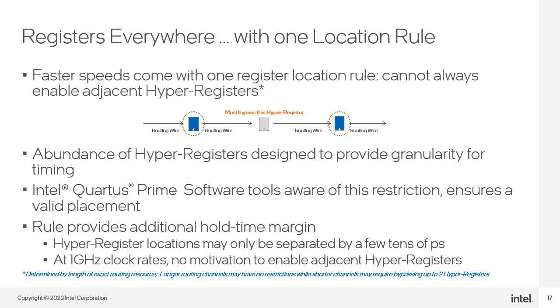The location rule ensures that hold time margins are met between hyperregisters. But these situations can arise. What I mean is that there are certain situations where the compiler wants to enable a hyperregister, but it cannot due to this location rule. If this occurs, it is reported in the fast forward compile report. This report and what to do when a situation like this arises is discussed in follow-up online training.